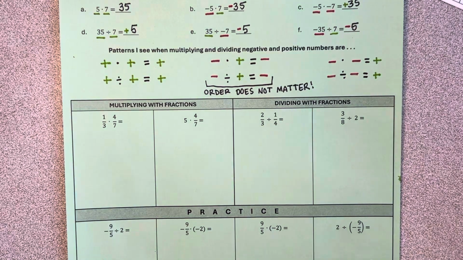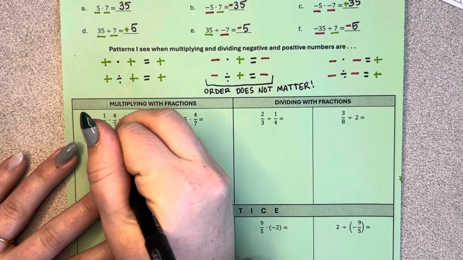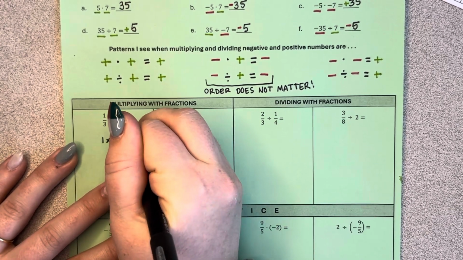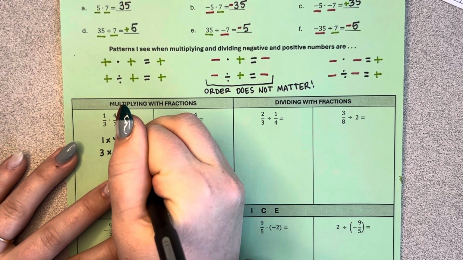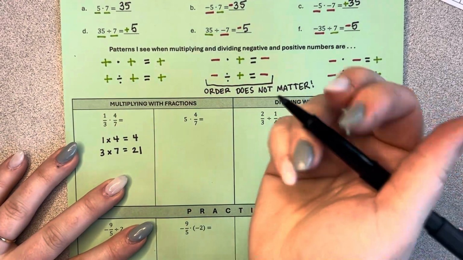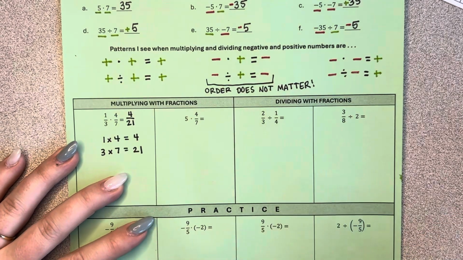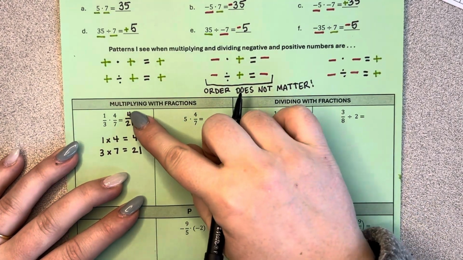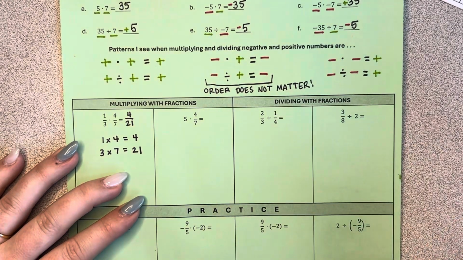So multiplying with fractions, I like multiplying with fractions because we just multiply straight across. So 1 times 4 equals 4. 3 times 7 equals 21. So 1/3 times 4/7 would be 4/21. And that is not actually simplifiable because there's nothing that can go into both 4 and 21.